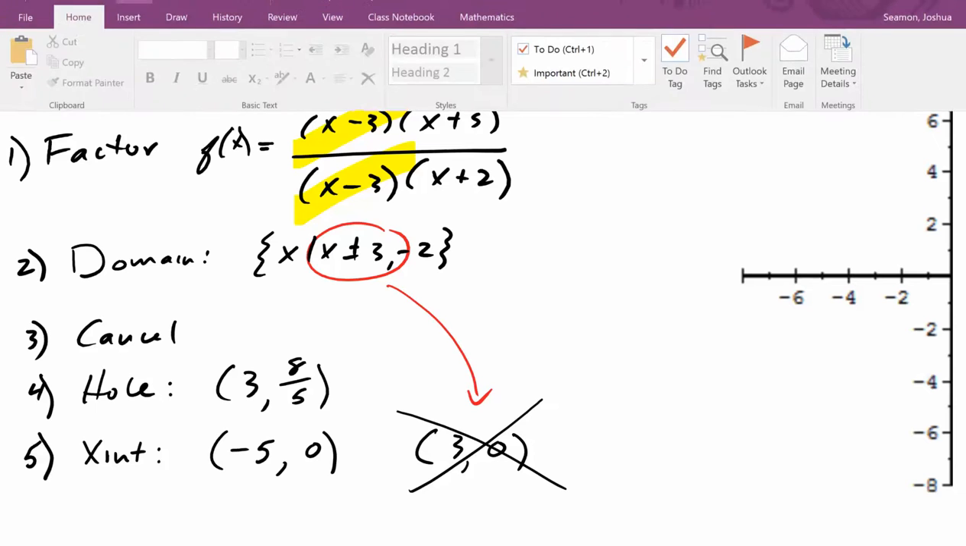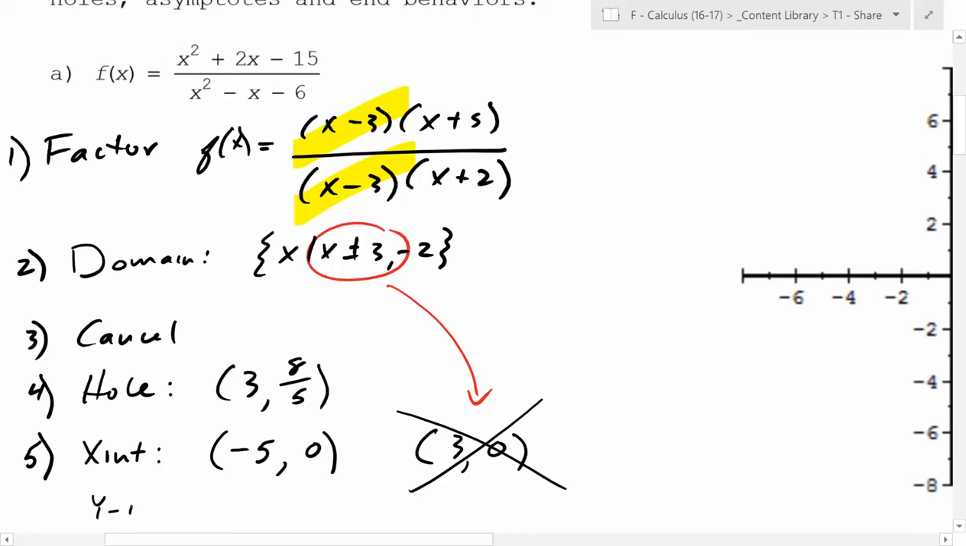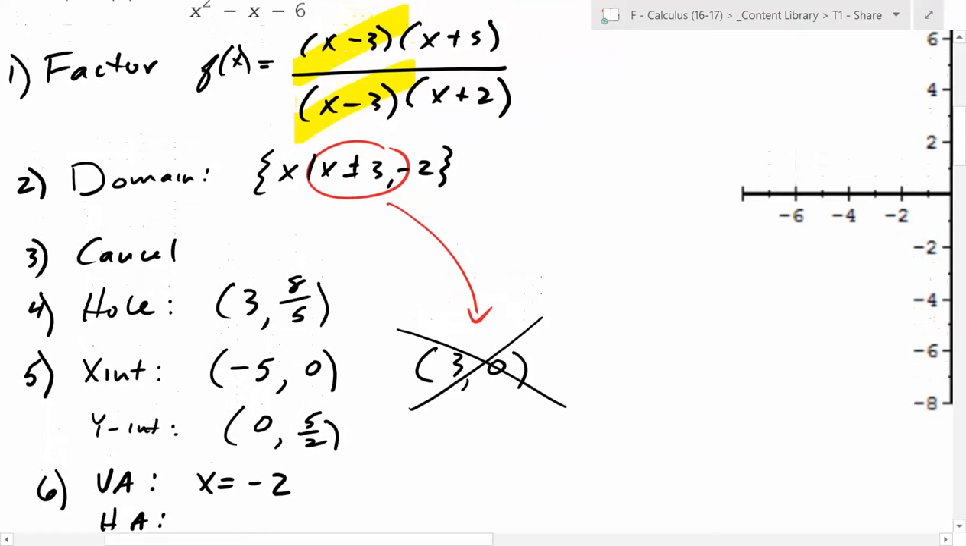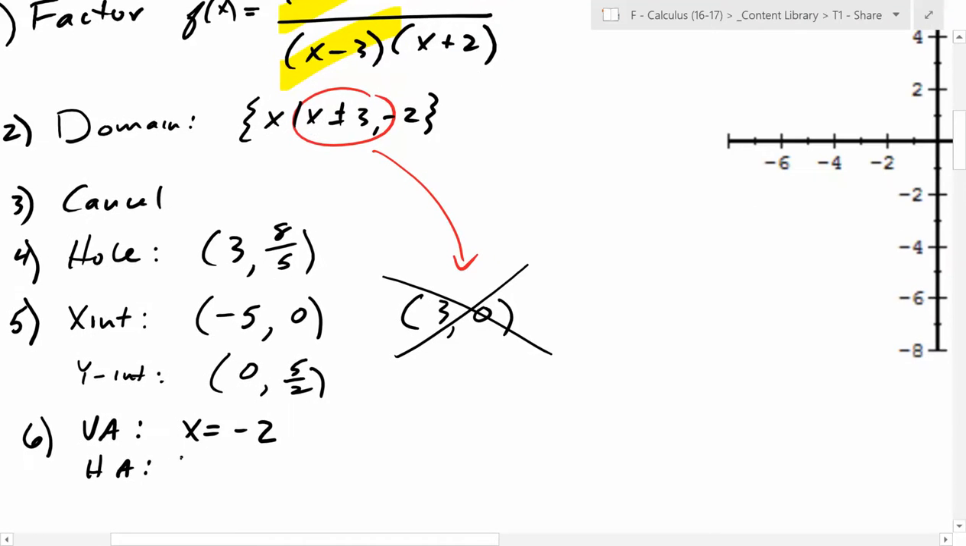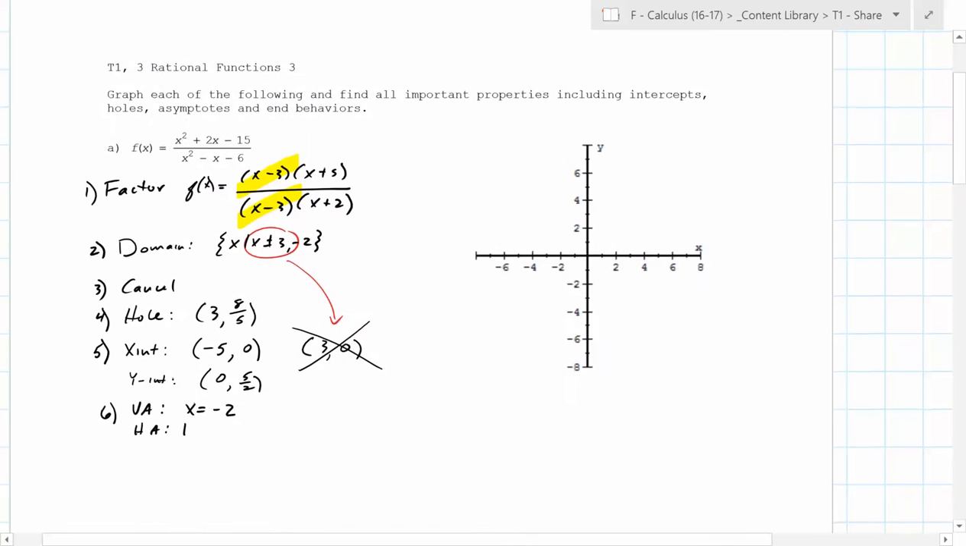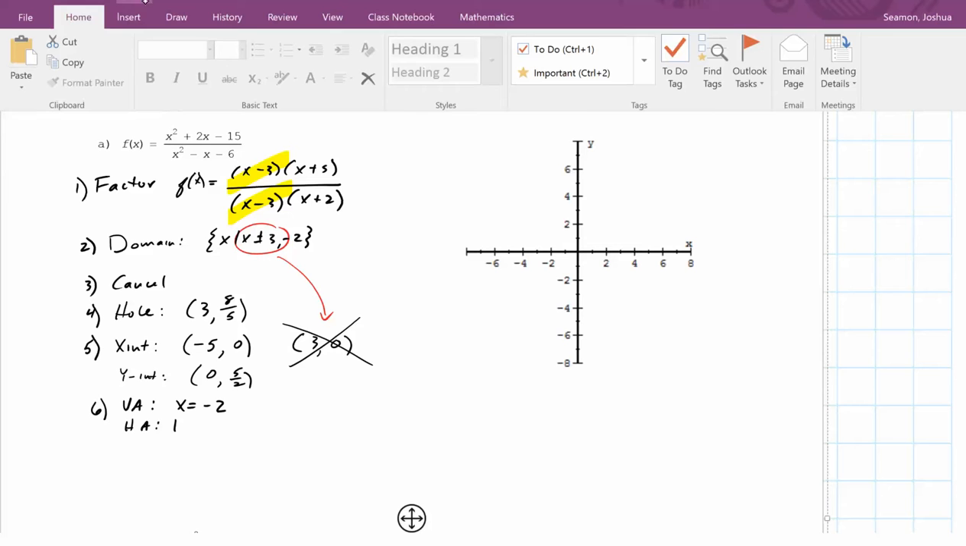So if we have the x-intercept, can someone tell me what else I could find? The y-intercept. And that's just when x is 0. When x is 0, what do you get out? 5 halves. Nice. And then what's the last thing we can find? The vertical asymptote is going to be at x equals what? And what's the horizontal asymptote going to be? 1. Look at the original. X squared over x squared is going to be 1. Is that a ton of information right there? That's a ridiculous amount of information.